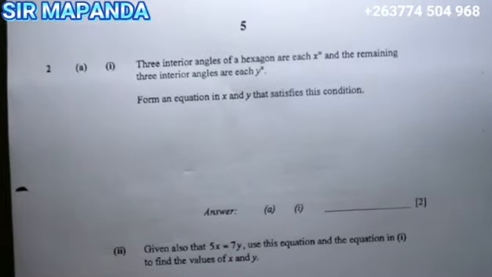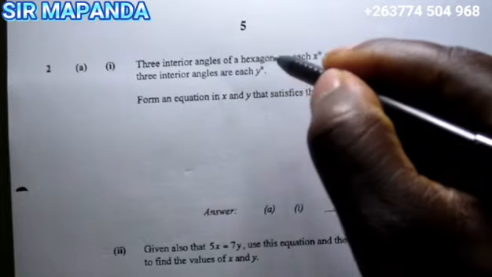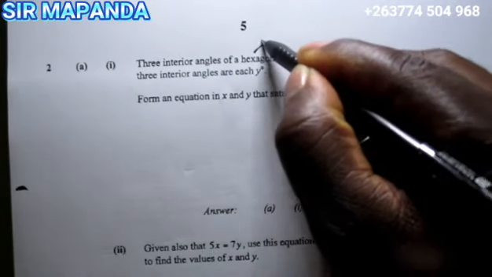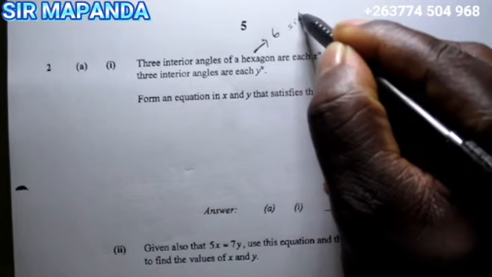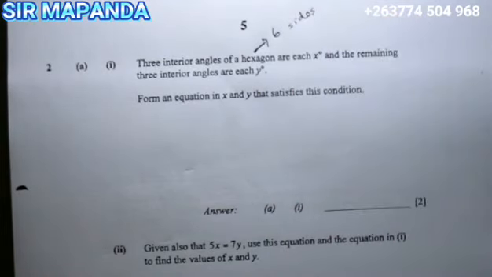Question number 2A reads: 3 interior angles of a hexagon are each x degrees, and the remaining 3 interior angles are each y degrees. Form an equation in x that satisfies this condition. Whenever you see the word hexagon, know that a hexagon is a polygon with 6 sides. So you have 6 sides in your mind, right?